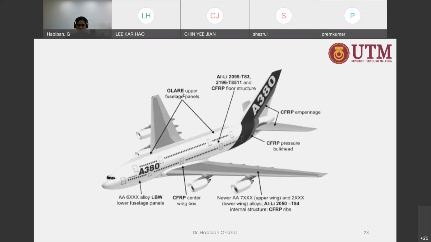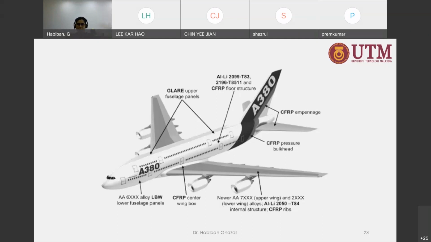Glare is another type of composite. It's a composite material with glass fiber in the middle, sandwiched between two sheets of aluminum. So we call this material glare. But the sheets of aluminum that they use to sandwich this glass fiber are from the 2024 series. You can also see that the wings are made of aluminum as well.